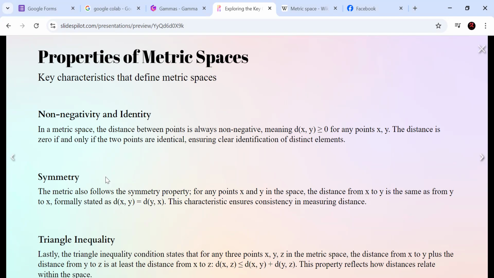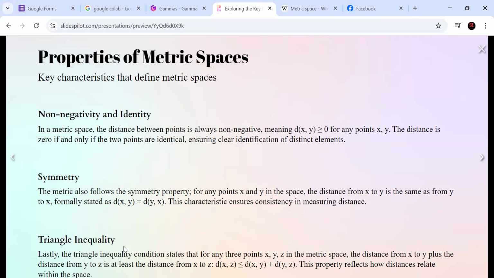Symmetry means, let's suppose the metric has the symmetric property for any two points x and y in the space. The distance from x to y is the same as from y to x. Formally, the statement says distance of x and y equals distance of y and x. This characteristic ensures consistency in measuring distance.